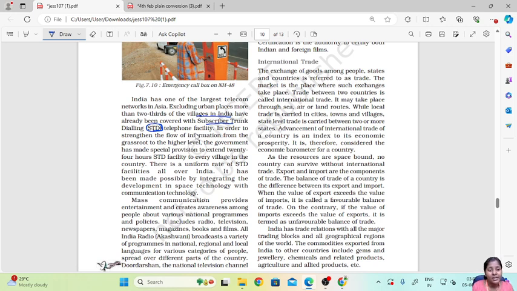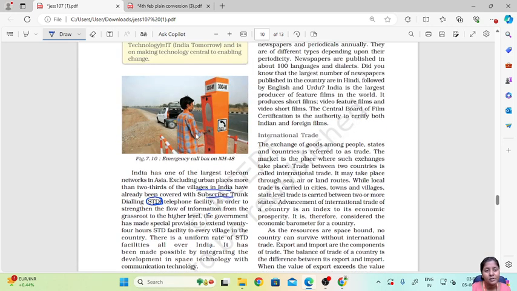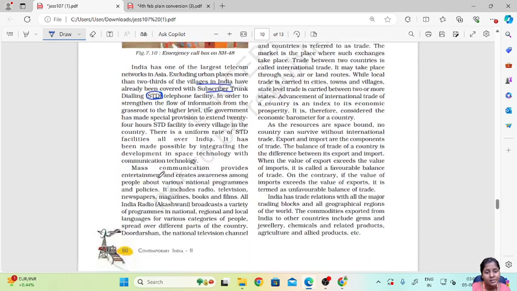So in order to strengthen the flow of information from the grassroots to the higher level, the government has made a special provision to extend 24 hours STD facility to every village in the country, and there is a uniform rate of STD facilities all over India. So it has been made possible by integrating the development in space technology with communication technology. So STD means subscriber trunk dialing, wherein you have to put the coins and then you will get some minutes to have a conversation with another person.